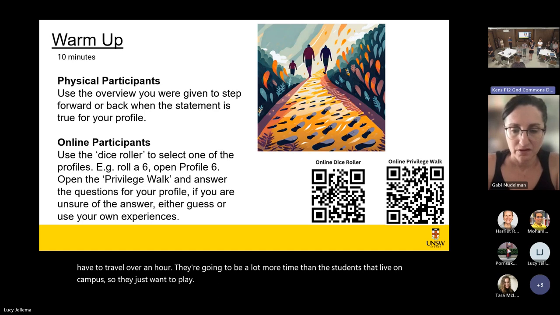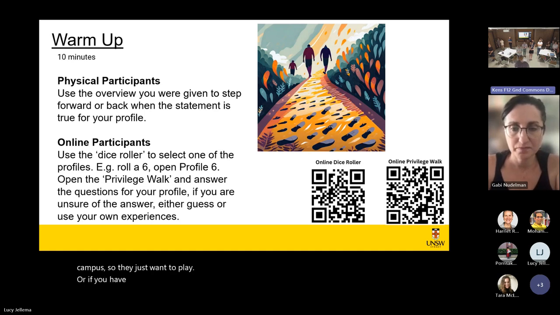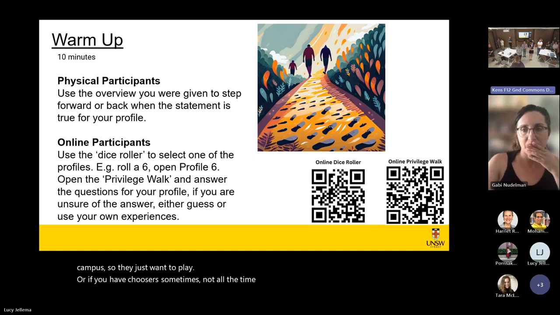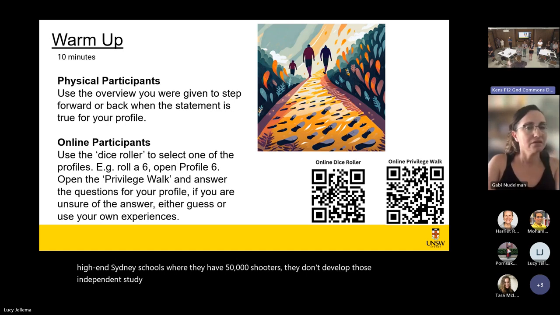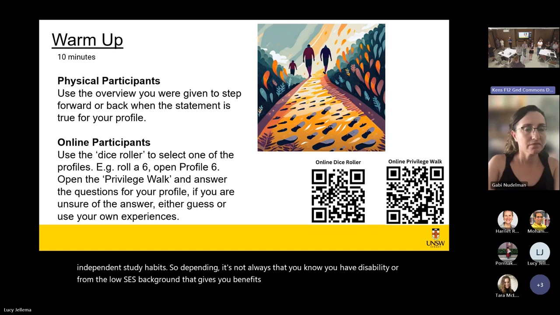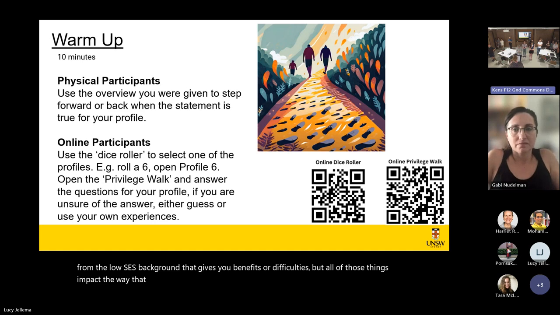Or if you have tutors, sometimes, not all the time, some students that come from those high-end Sydney schools where they have 50,000 tutors don't develop those independent study habits. So it's not always that having a disability or coming from a low SES background gives you benefits or difficulties, but all of those things impact the way that our students interact with university.